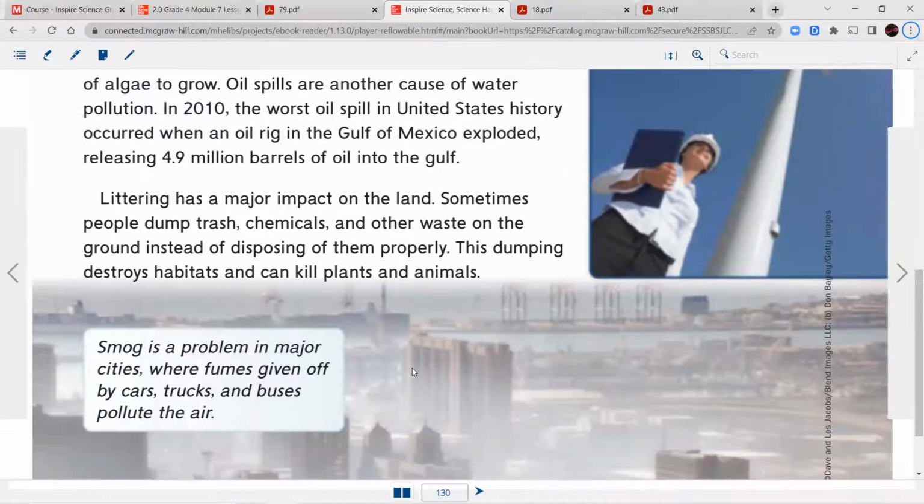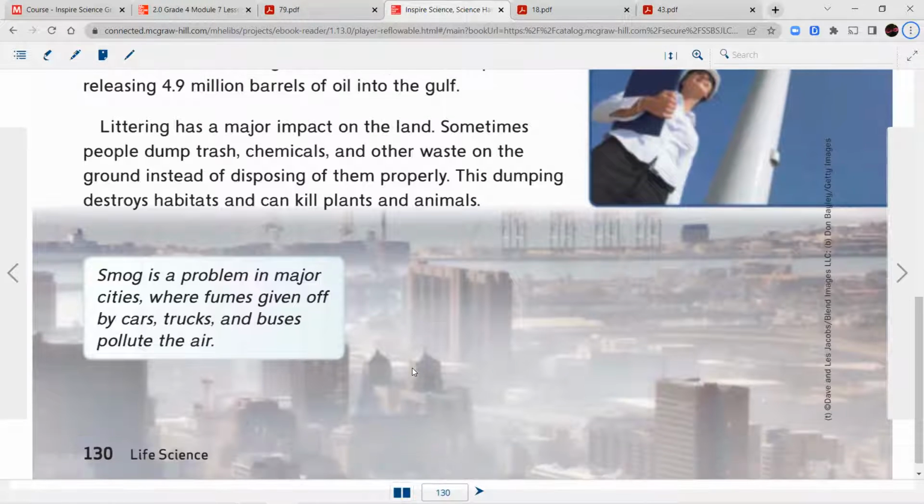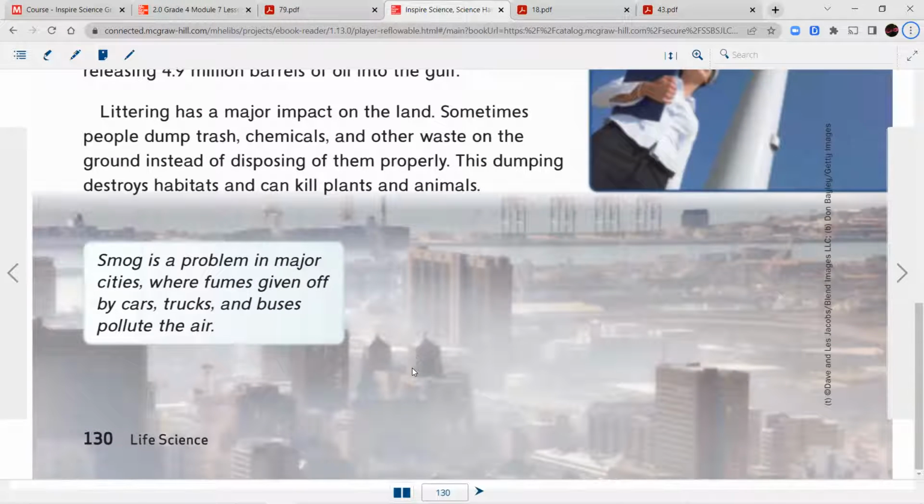Littering has a major impact on the land. Sometimes people dump trash, chemicals, and other waste onto the ground instead of disposing of them properly. This dumping destroys habitats and can kill plants and animals.